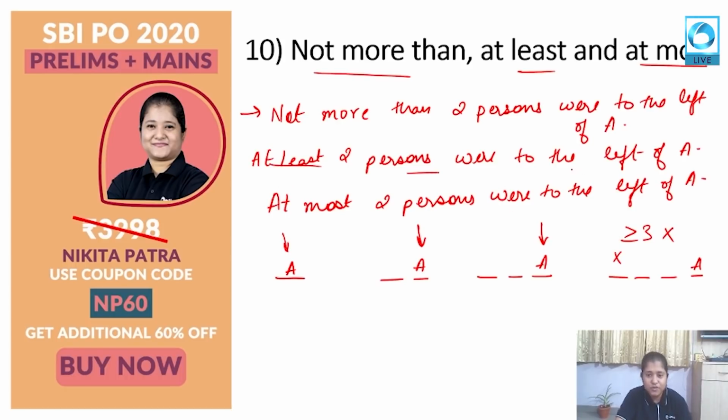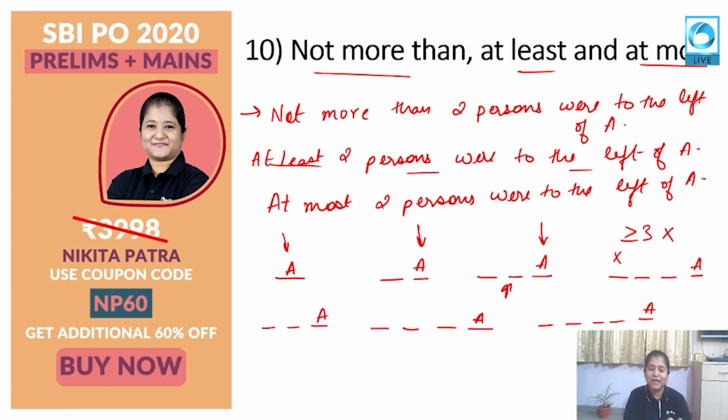At least 2 persons were to the left of A, that means यहाँ पर at least 2. तो ये आपका तो होगा ही, और इसके बाद आपके जितने भी values होंगे, जैसे आपका 3 हो गया, 1, 2, 3, 4 हो गया, right? So anything can be possible depending on the number of persons you have in the arrangement. That is, at least 2 persons have to be there towards the left of A. It can be 2 persons, it cannot be 0 or 1.